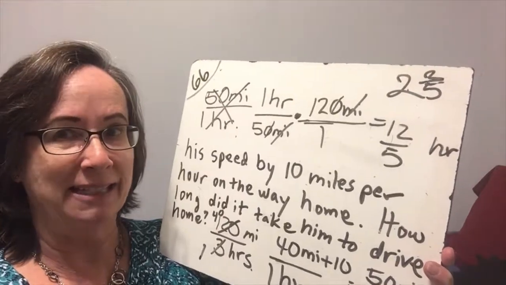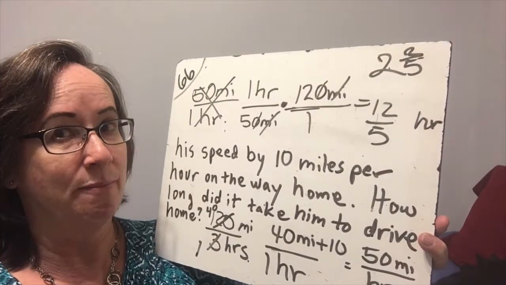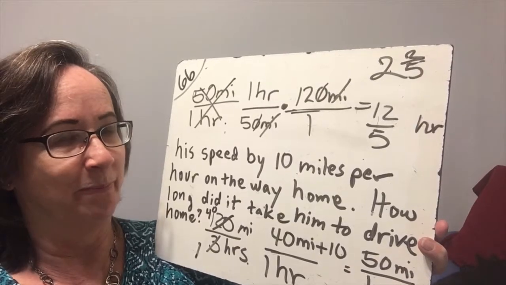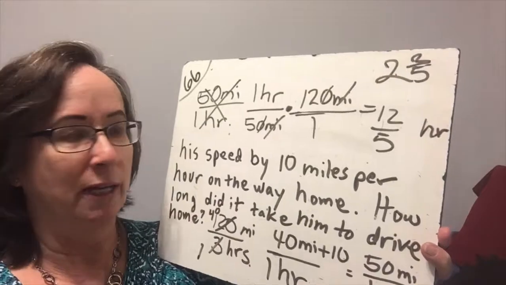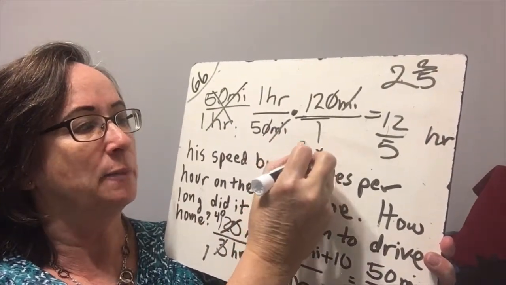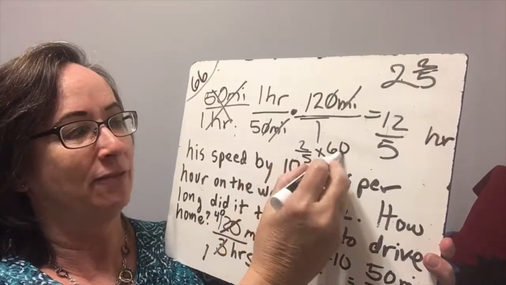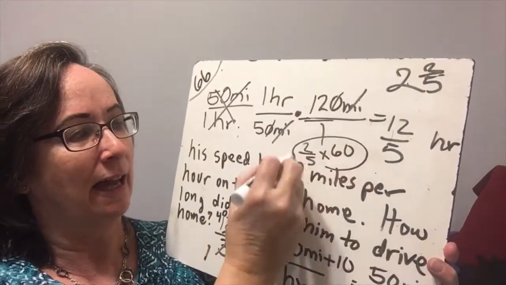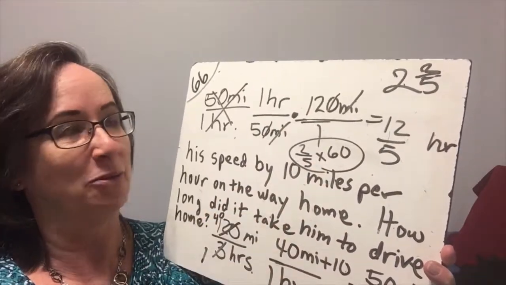Now, what if I asked you how many hours and minutes? So instead of 2 fifths of an hour, we want it in minutes. So what is 2 fifths times 60 minutes in 1 hour? Won't the 5 cancel the 60? And I'll be left with 12 times 2, or 24 minutes.